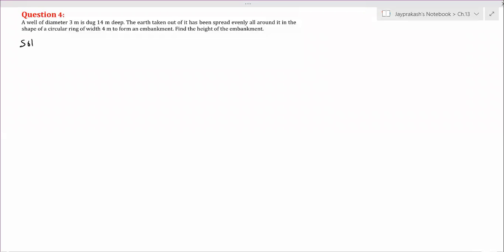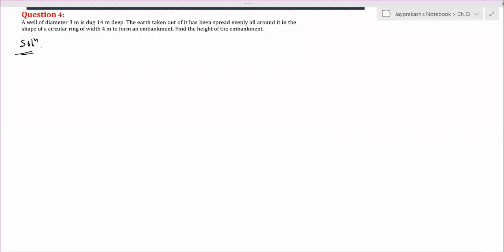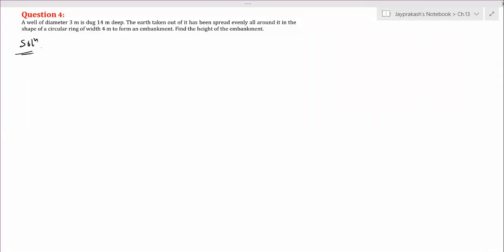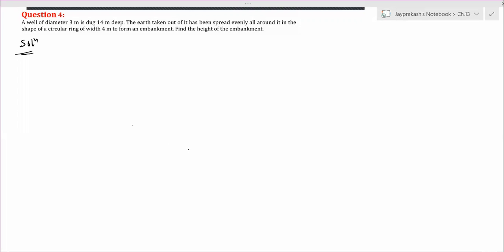Okay, in question number 4, earth is dug out from a well of diameter 3 meter and 40 meter deep. So we have taken a well here.